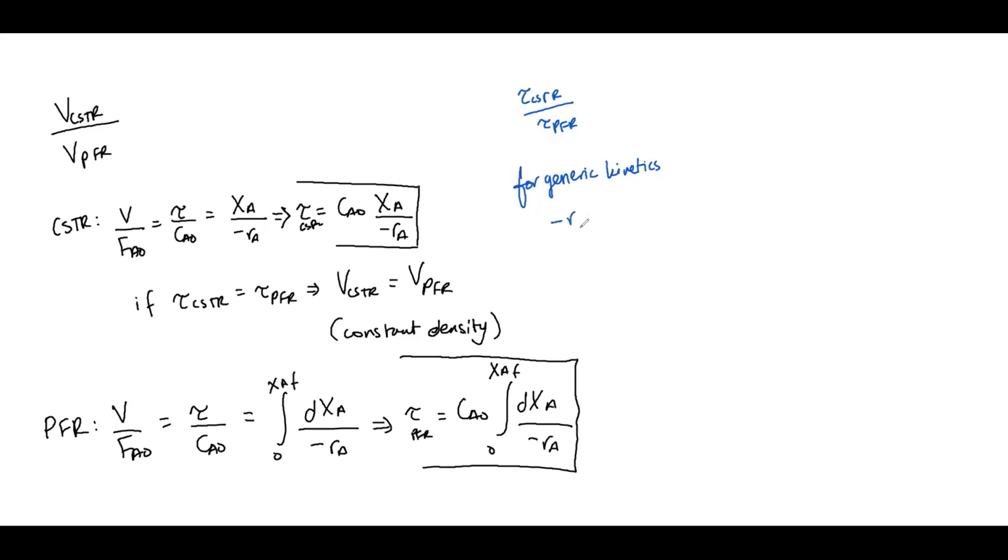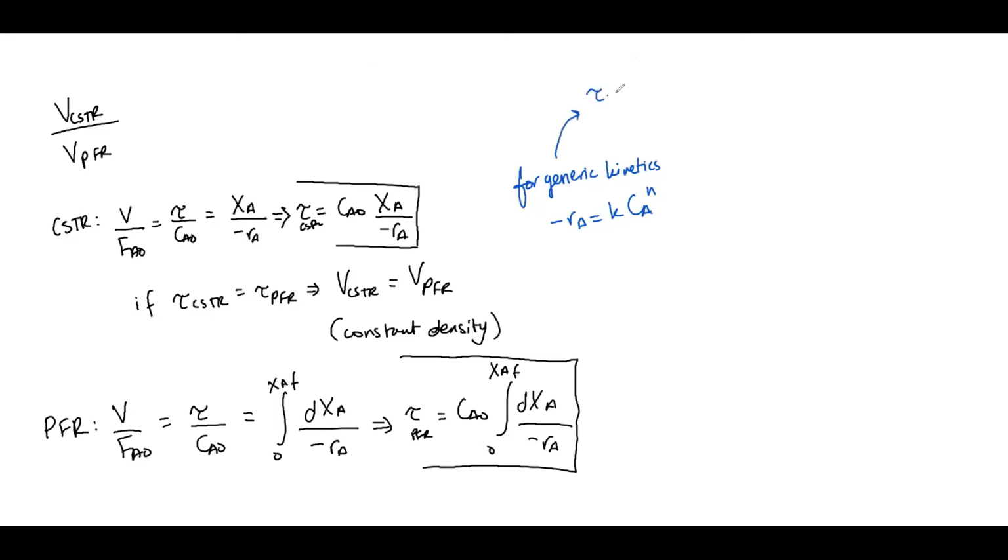I have just a bunch of generic kinetics, k Ca to the n. Just a reaction of any order, but I only have one species. So for generic or arbitrary kinetics, whichever you want to use, I'm going to find this ratio right here. So I'm going to say tau CSTR over tau PFR will be, let's rewrite it this way, for generic kinetics.